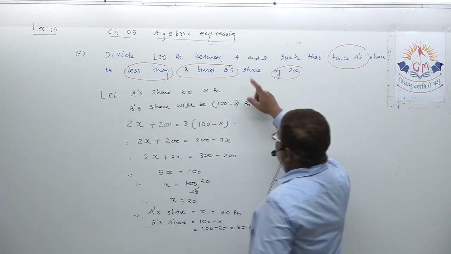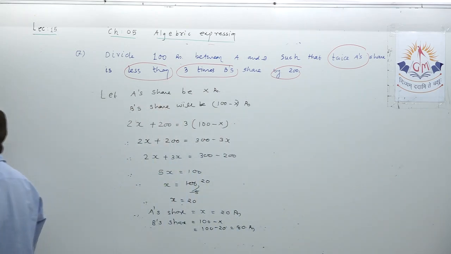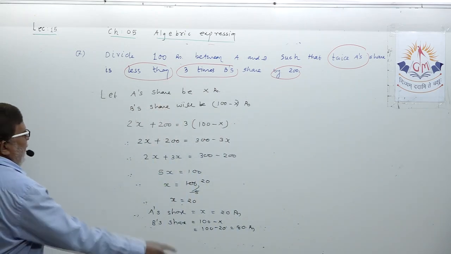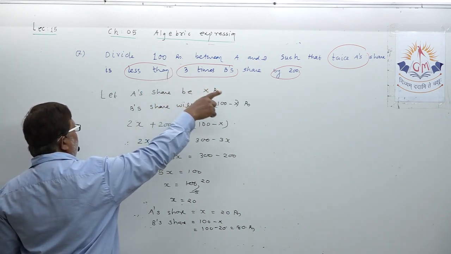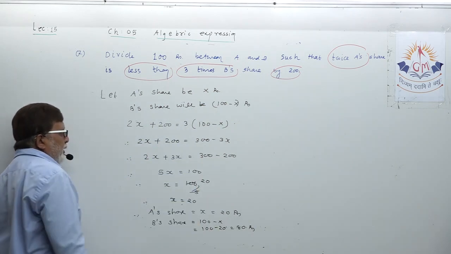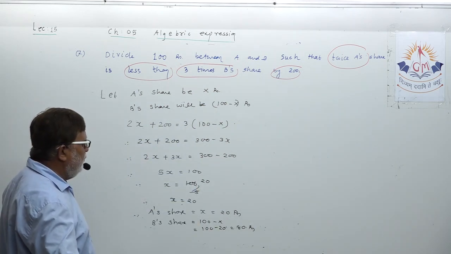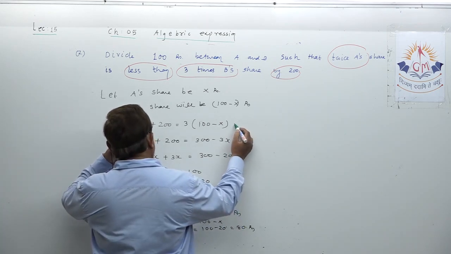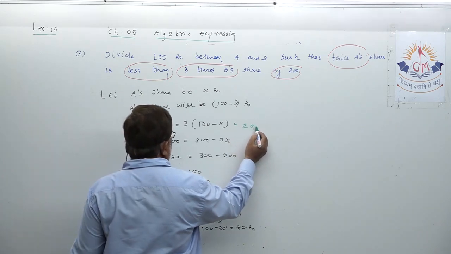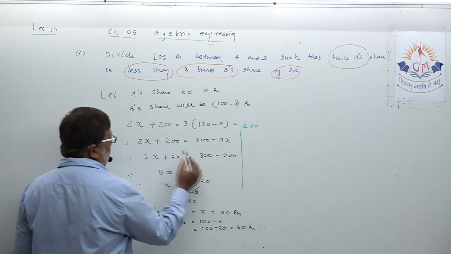Understand it. You have to distribute 100 rupees between A and B, and it has been said that A's share is less than 3 times B's share by 200. Okay, dear student. Suppose you have placed minus 200 here also. Understand, then also it will be okay, dear student. Suppose minus 200 here. I am just solving it for you this way also.